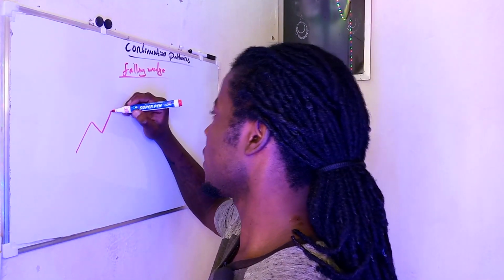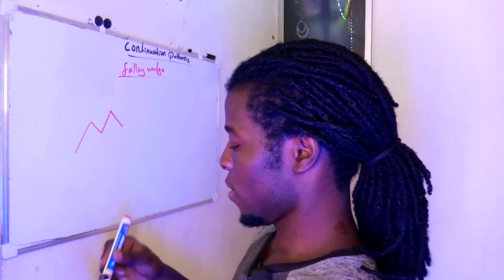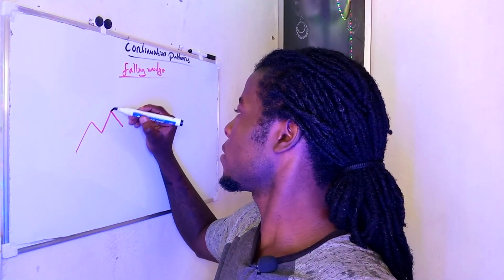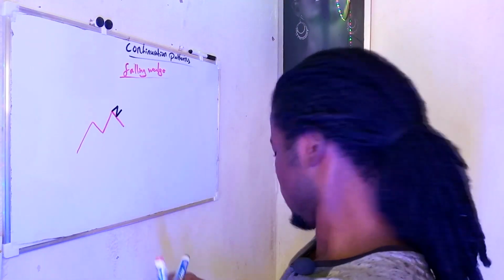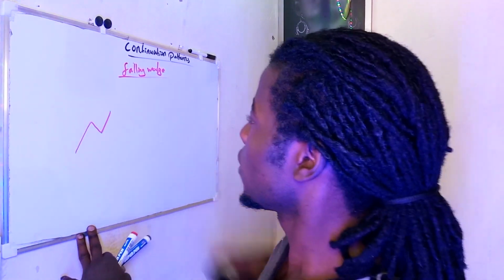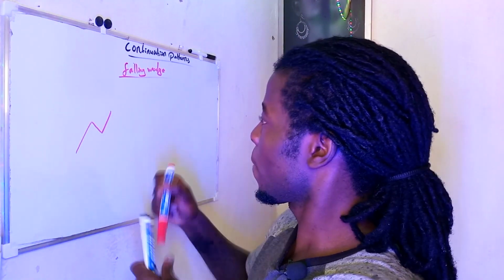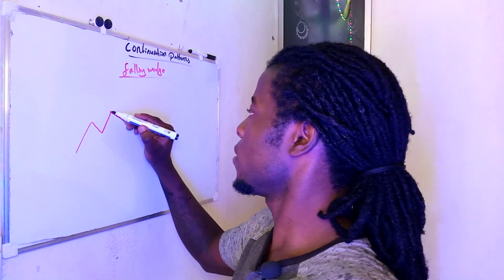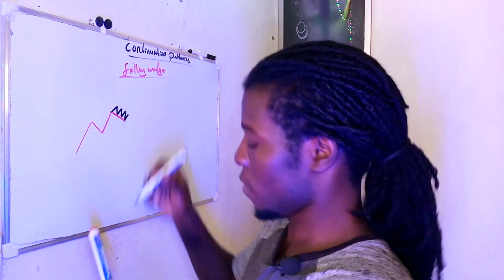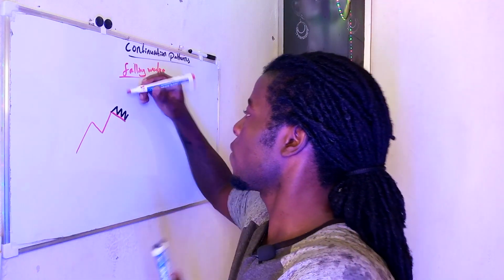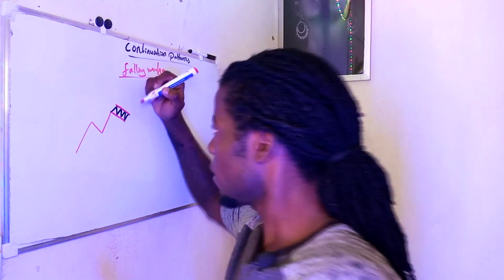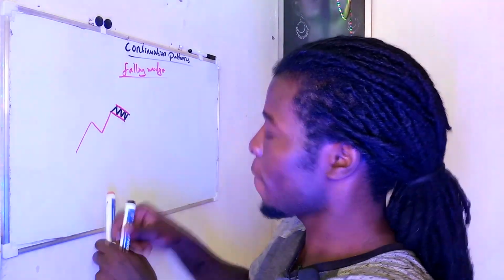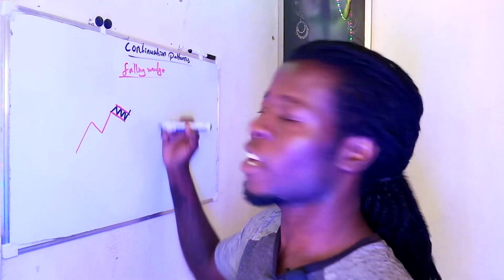Then you see the market does this. Let me make it more clear. The market does this, then you see this happening. Then over here we have our resistance line. So this is just a continuation. All you have to do is wait for the market to break out of that resistance.